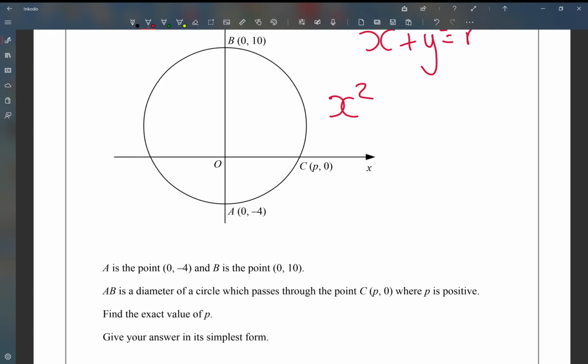So the middle here, the radius, the distance of this radius is going to be 7. So it must have been shifted upwards 3.